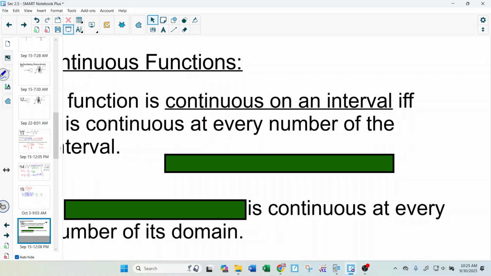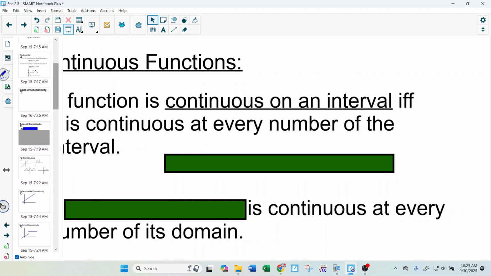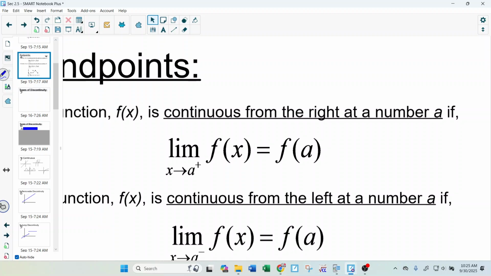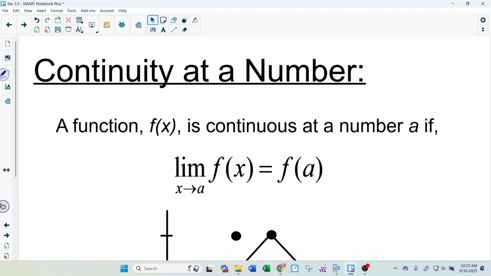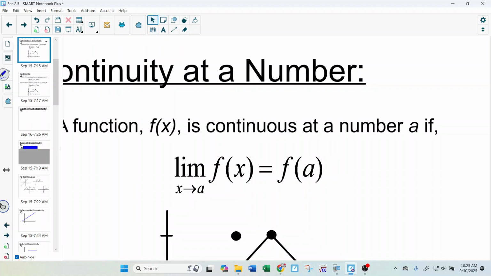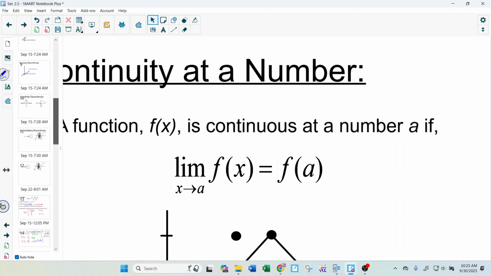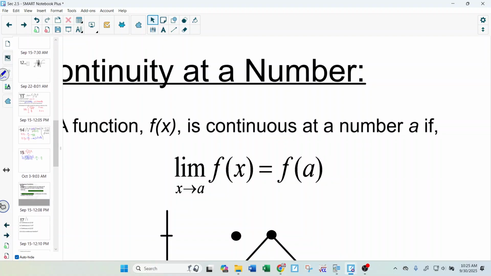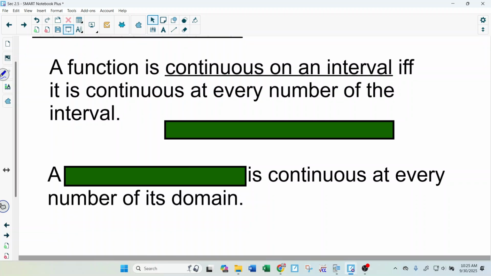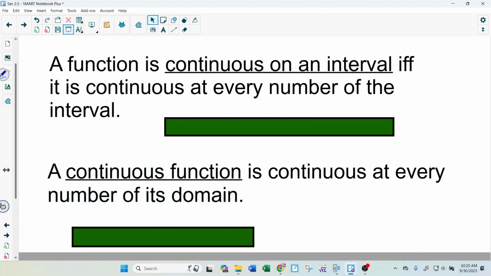What does it mean to be continuous at a point? That goes back to this definition. It's continuous at a number if the limit equals a function value. So a function's continuous on an interval if at every point in that interval, the limit equals a function value. The other definition: a continuous function is continuous at every number in its domain.